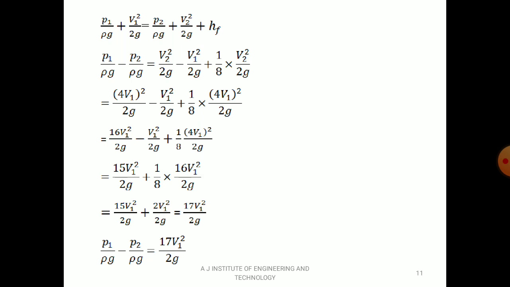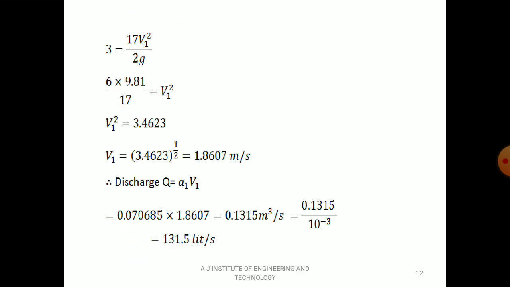So P1 minus P2 divided by rho g, or you can take individually, P1 divided by rho g minus P2 divided by rho g equal to 17 V1 square divided by 2g. So there's a relation. So 3 equal to, because P1 divided by rho g minus P2 divided by rho g, it is given as 3 meter of water. So 3 equal to 17 V1 square divided by 2g. So you can just multiply 3 into 2 into 9.81. So it becomes 6 into 9.81 divided by 17. That is equal to V1 square.